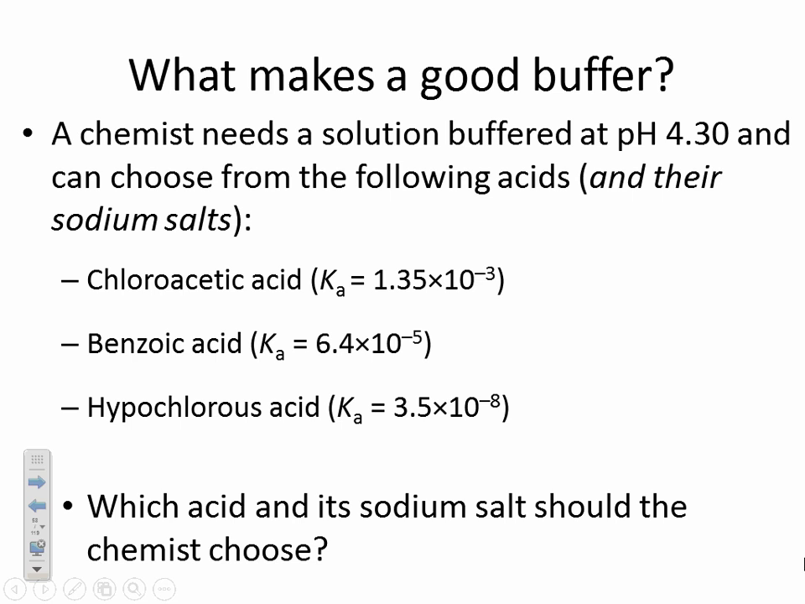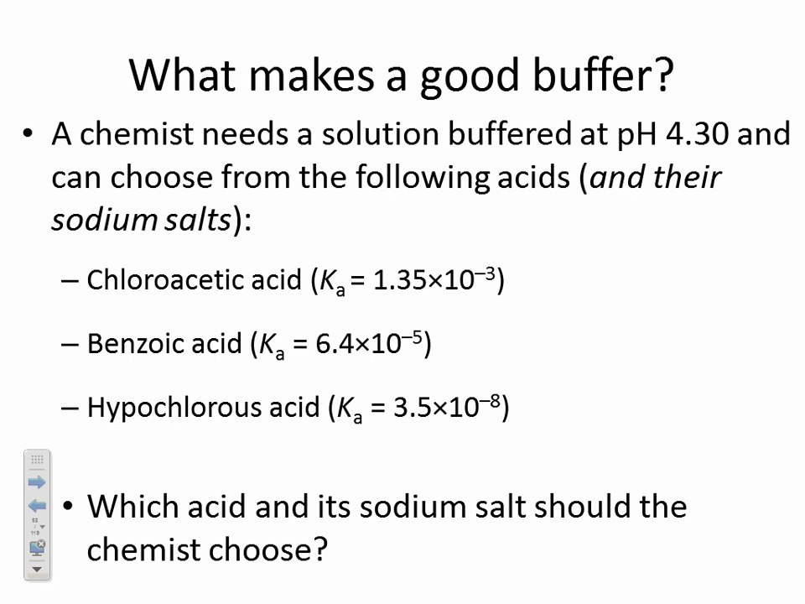So what we get from that is a totally typical AP problem about buffers. It says a chemist needs to make a solution that's buffered at a pH of 4.3 and can choose from the following acids and their sodium salts. So we're assuming that we have the weak base component, and we have chloroacetic acid with a Ka of 1.35 times 10 to the minus third, benzoic acid with a Ka of 6.4 times 10 to the minus fifth, and hypochlorous acid with a Ka of 3.5 times 10 to the minus eighth. Which acid and its sodium salt should the chemist choose?